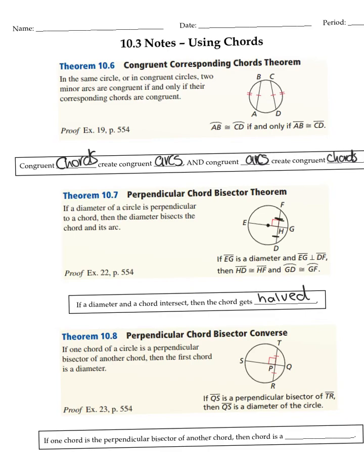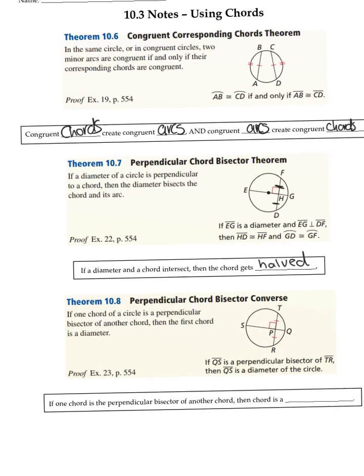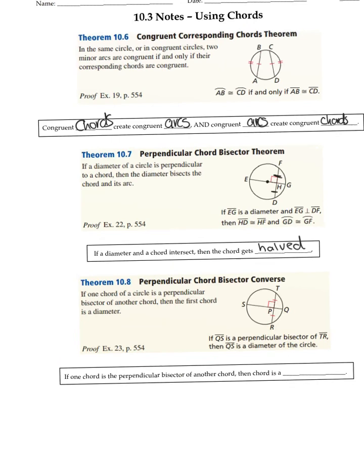meaning DH and HF are going to be congruent. Likewise, the perpendicular chord bisector converse states that if one chord of a circle is a perpendicular bisector of another chord, then the first chord has to be the diameter. In other words, if one chord is the perpendicular bisector of another chord, then it is a diameter.